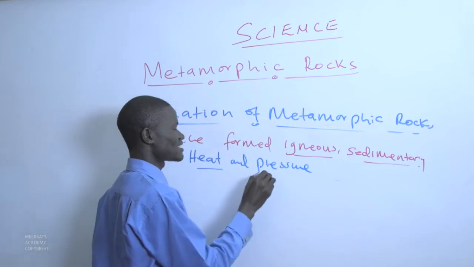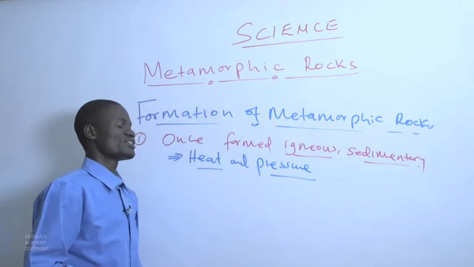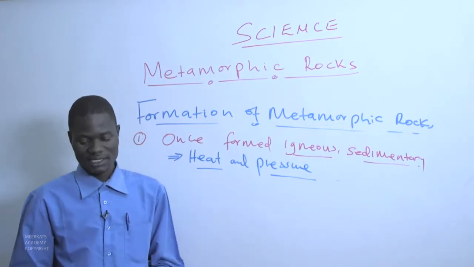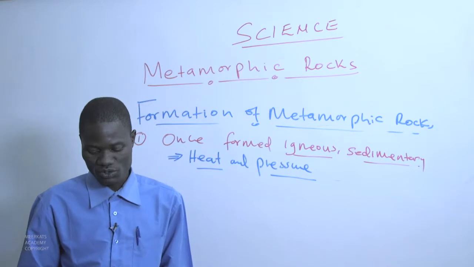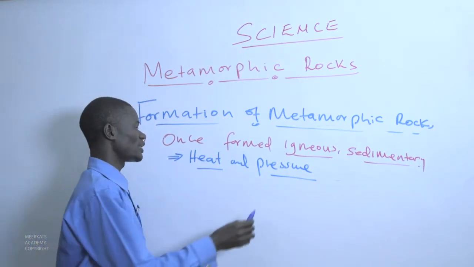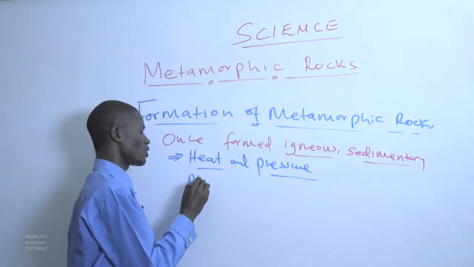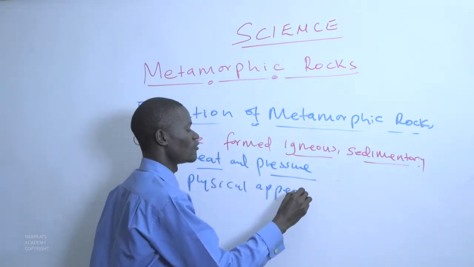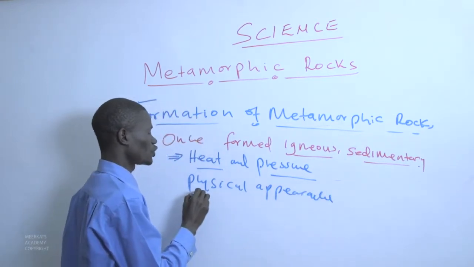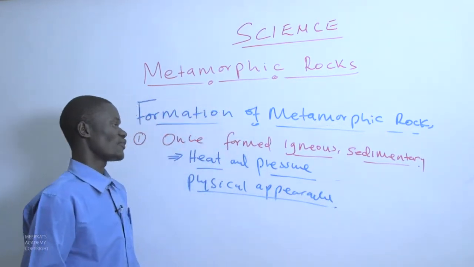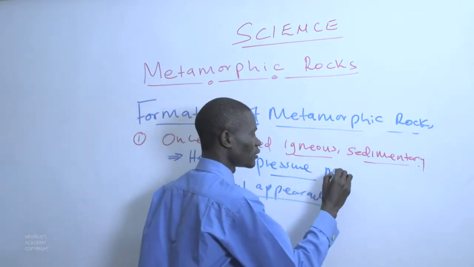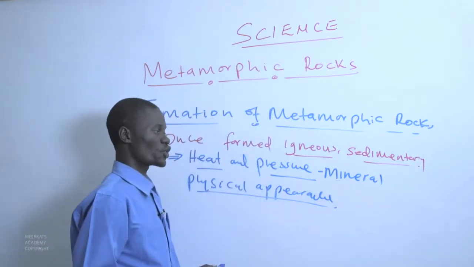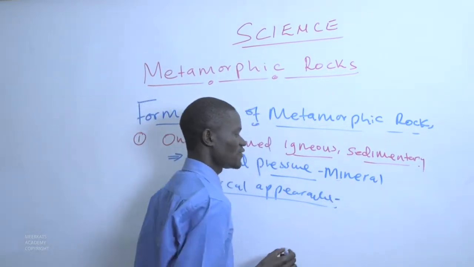Relatively, heat changes the chemical composition of the mineralogy, or the content that is found in the rocks, and that will also make the physical appearance of the rock change from the original state. Therefore, the characteristic of the mineral content in those rocks, and also their physical appearance, changes.